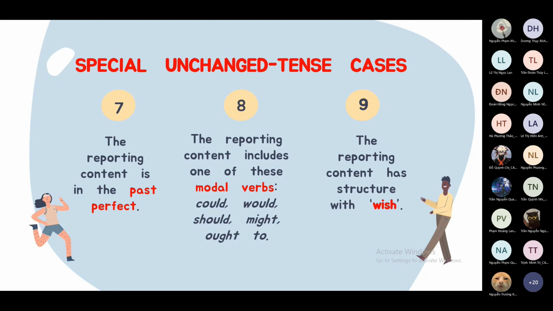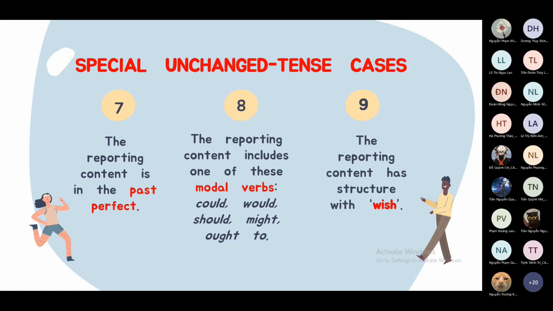Seventh, the reporting content is in past perfect. For example, "I had written three books and I was working on another one," said Tom. Tom said that he had written three books and he was working on another one. The reported content is "I had written three books," which is in past perfect, so we don't need to change the tense in this sentence.